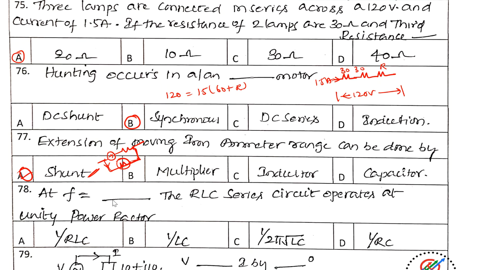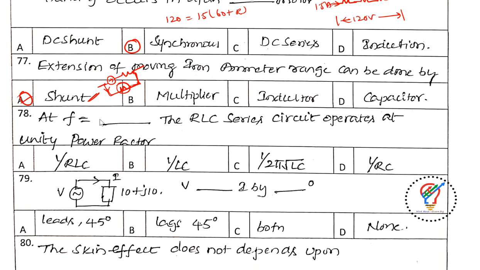Next question, at f equal to dash, the RLC series circuit operates at unity power factor. A series circuit operating at unity power factor means it is in a condition of resonance. At resonance, the total inductive reactance of the circuit is equal to the total capacitive reactance. By using this, the frequency f is 1 by 2 pi into square root of LC. Suppose they ask for omega, the frequency in radians per second, then you will get 1 by square root of LC. So the answer for this question is C.